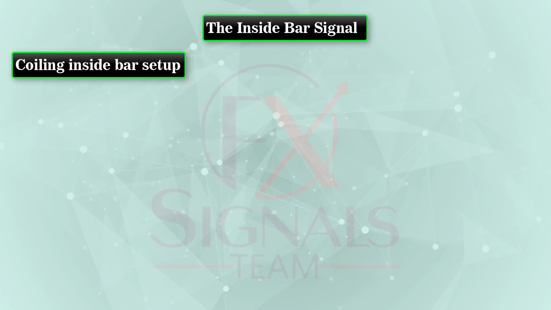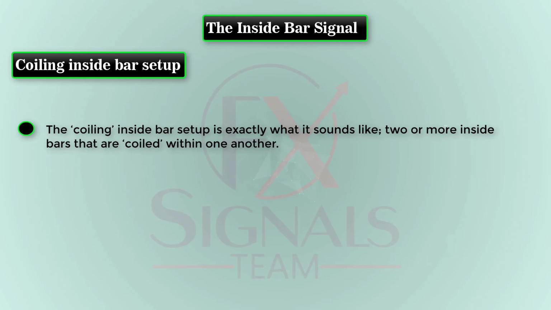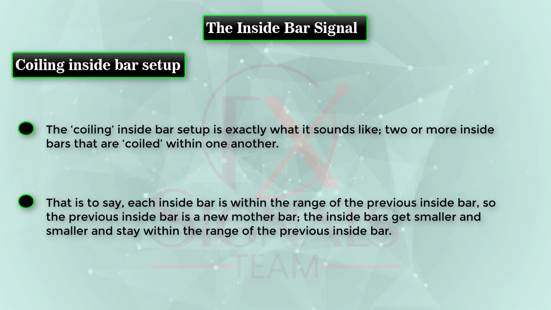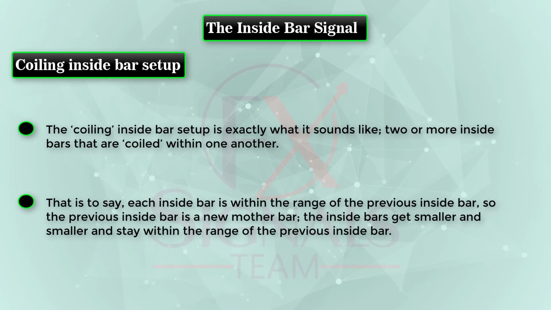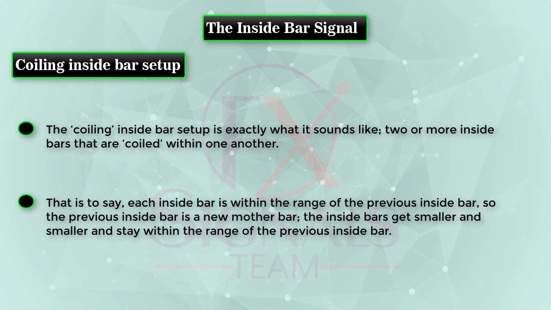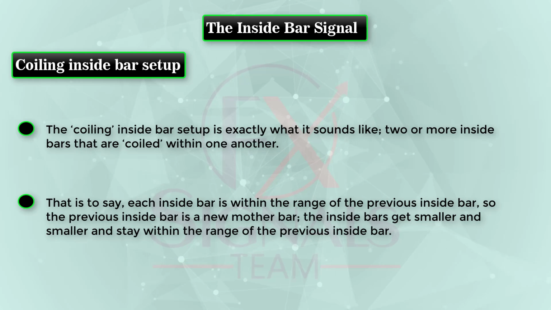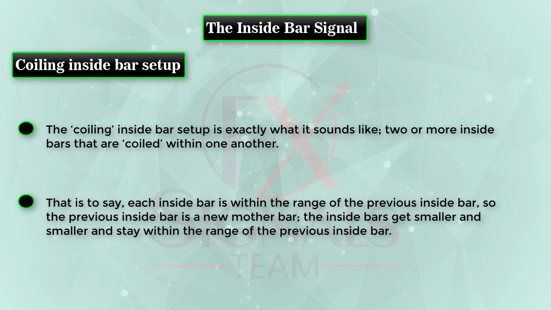Coiling inside bar setup. The coiling inside bar setup is exactly what it sounds like: 2 or more inside bars that are coiled within one another. That is to say, each inside bar is within the range of the previous inside bar, so the previous inside bar is a new mother bar. The inside bars get smaller and smaller and stay within the range of the previous inside bar.